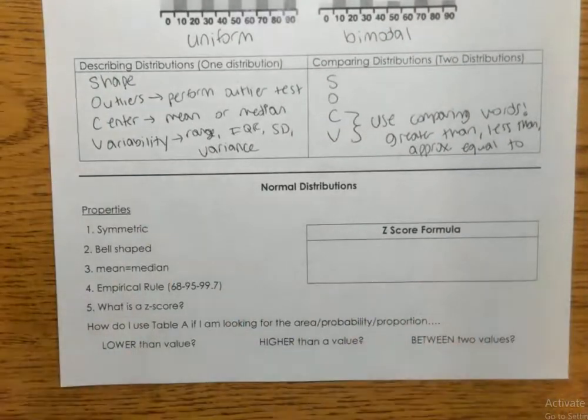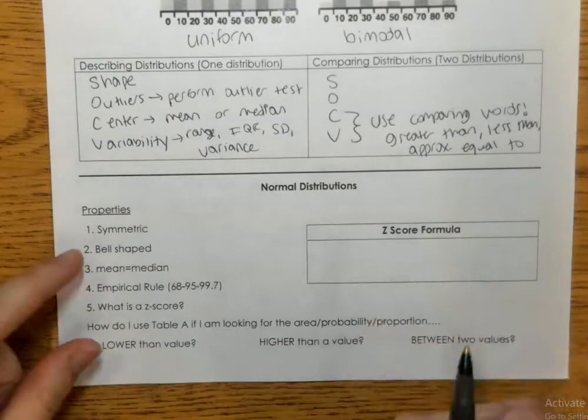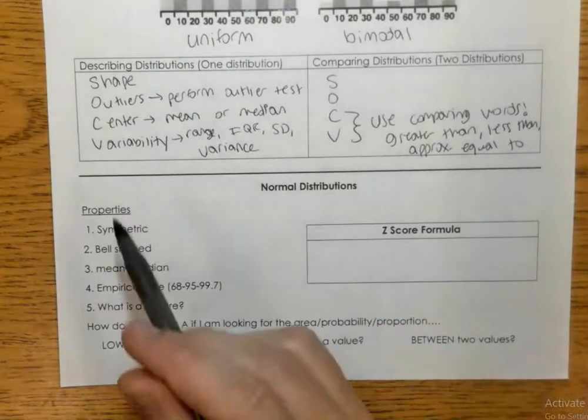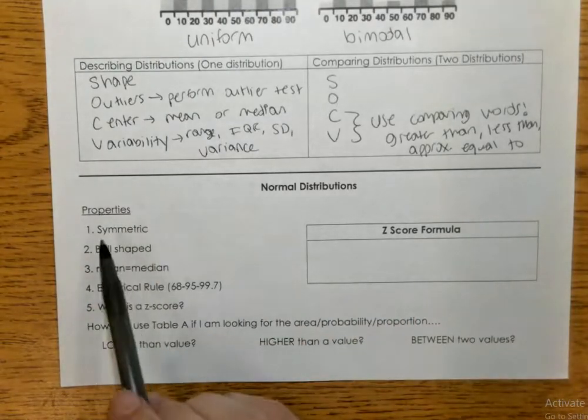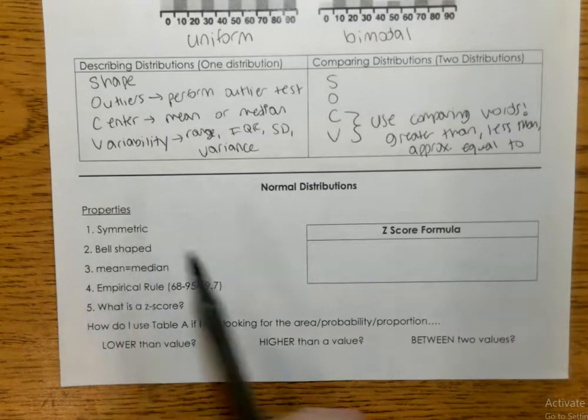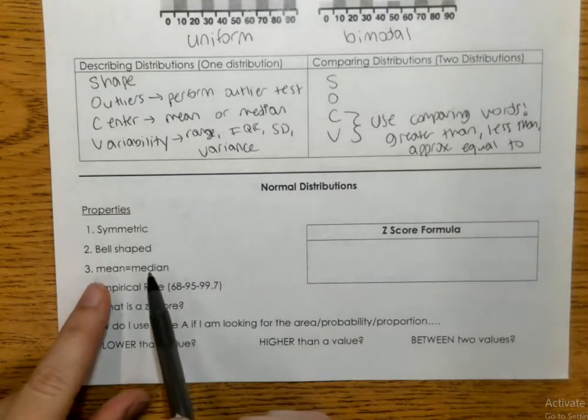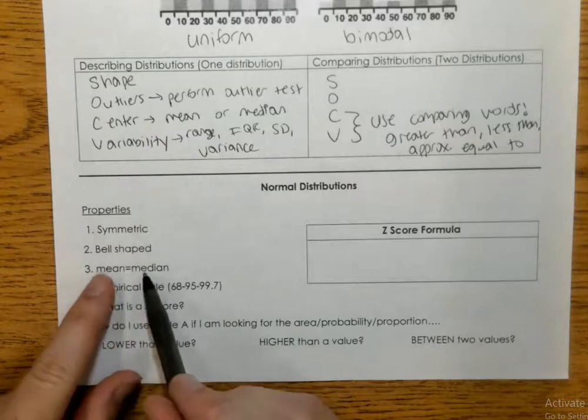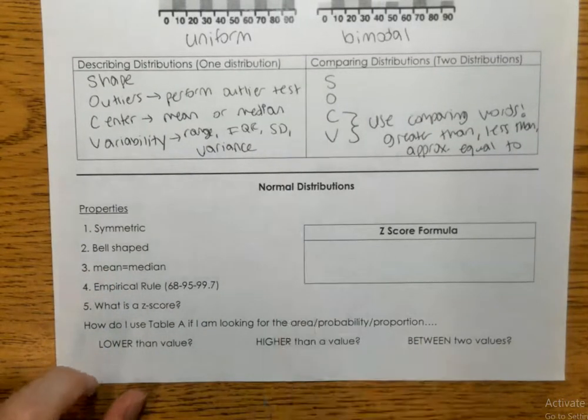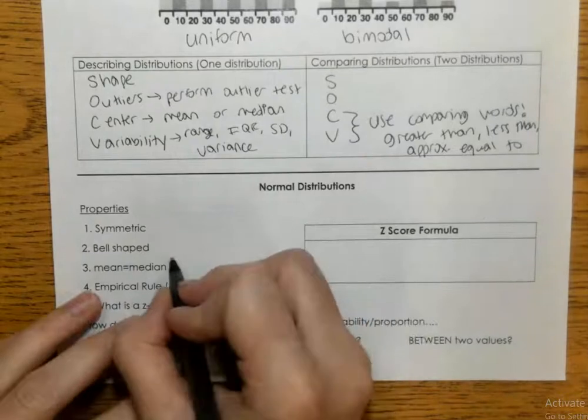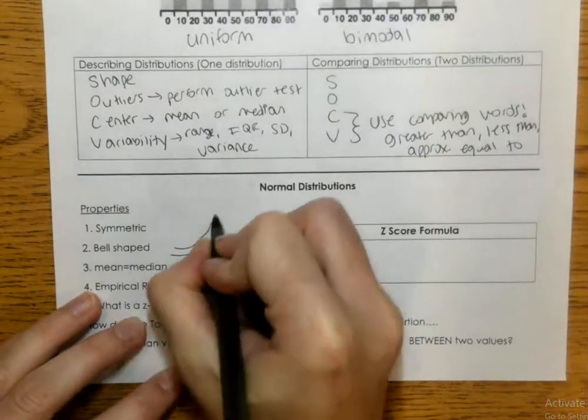And then we spent our last couple of packets doing the normal distributions. So properties of normal distributions that we learned about. We know they're symmetric and bell-shaped, and that the mean is equal to the median because of that. Because it's symmetric and bell-shaped, the mean and the median are the same thing. It's at the top of that peak. We also did the empirical rule.